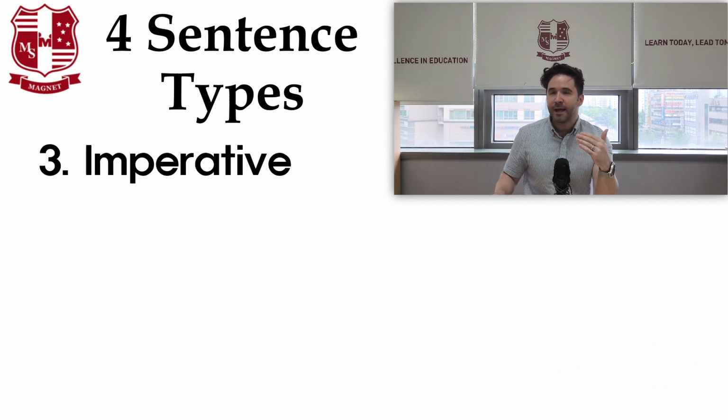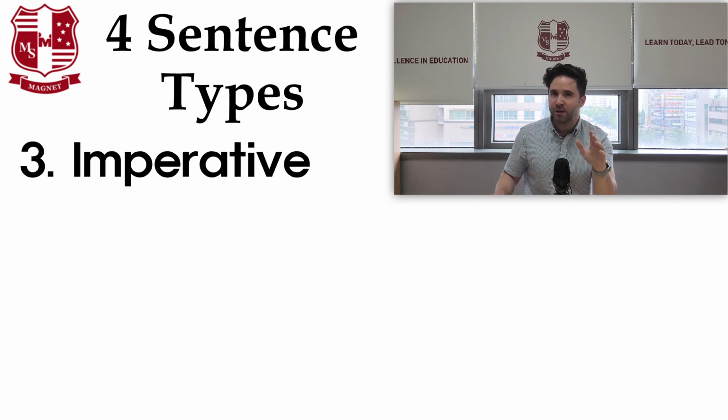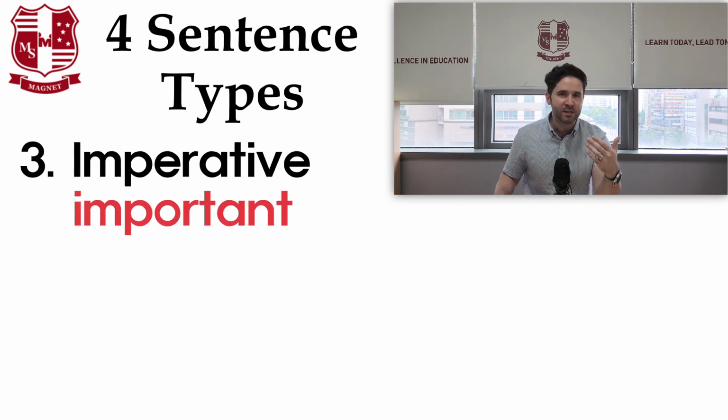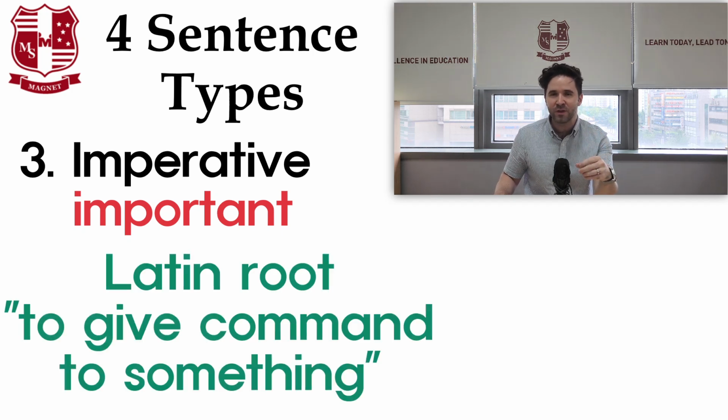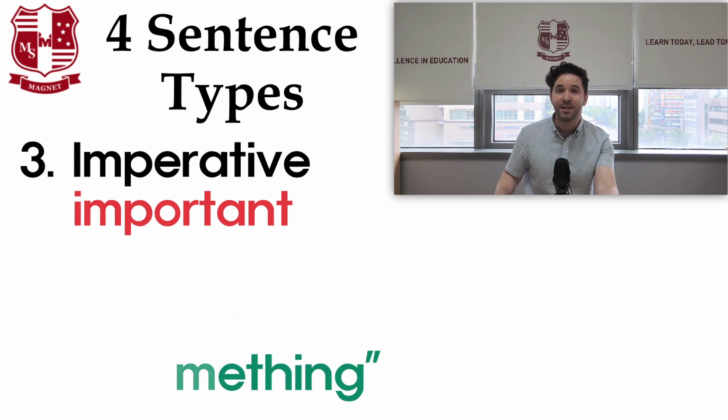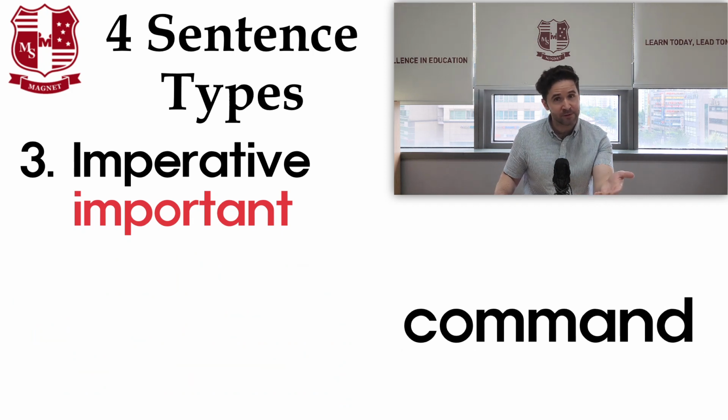Now the next one. Imperative. So this one here, the word imperative can describe the sentence, right? It is an imperative sentence. Imperative is an adjective that means important. So if you believe that something is important to do, you can say it is imperative to do. In Latin, this also means it gives command to something. So what kind of sentence do you think an imperative sentence is? It is a command. I think you know this type of sentence already. So in a command, you are telling someone what to do. You're giving a command. So this is an imperative sentence.